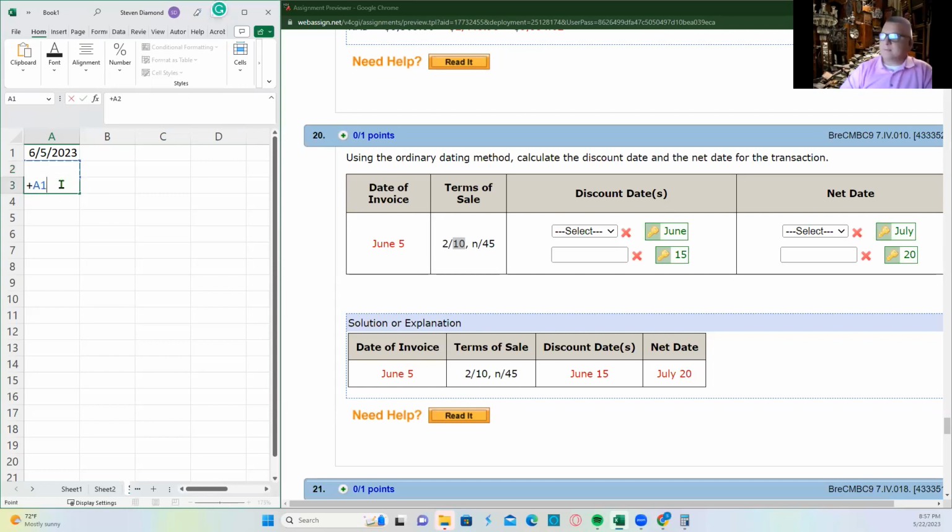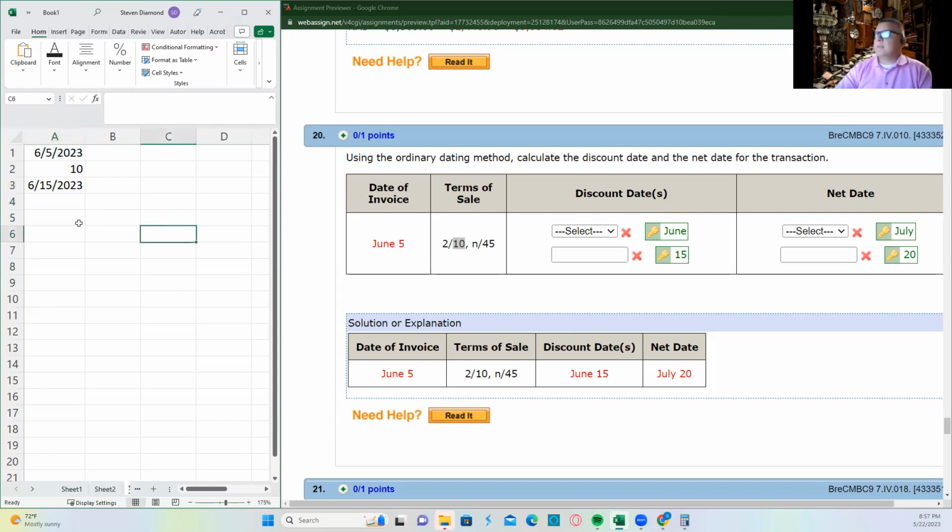Now, if I take that date plus the number of days, that gives me what date it is. Now, notice how I put it in. I put this thing in just like a date, and I put that thing in as a whole number. It gave me a date back.